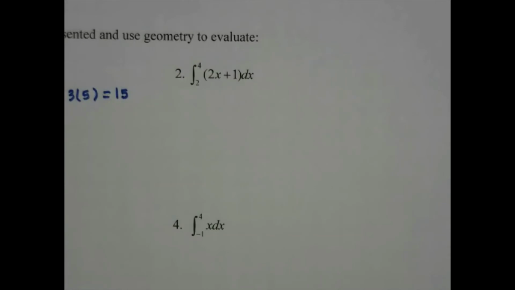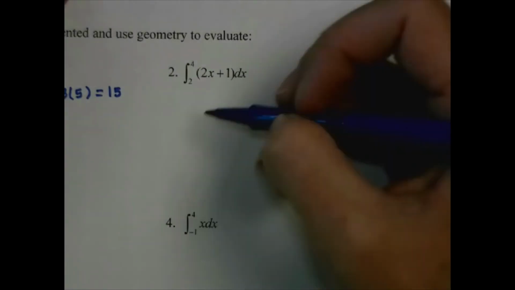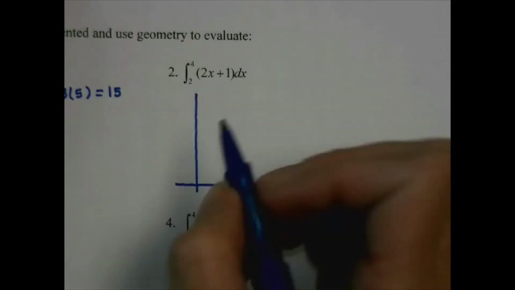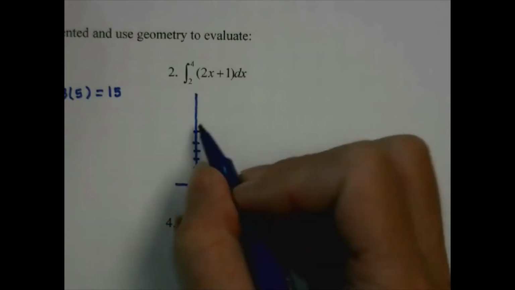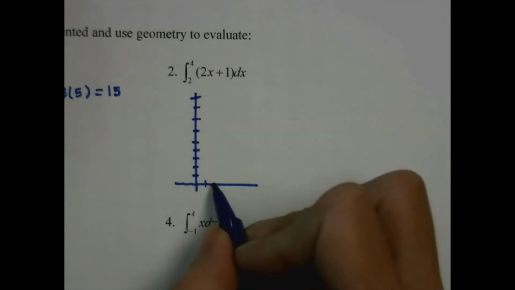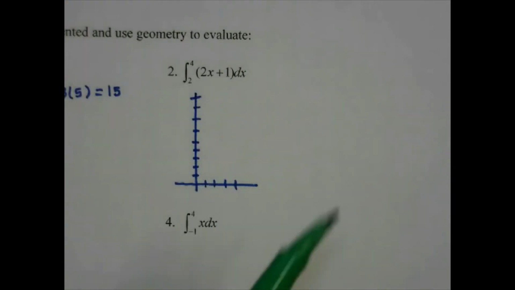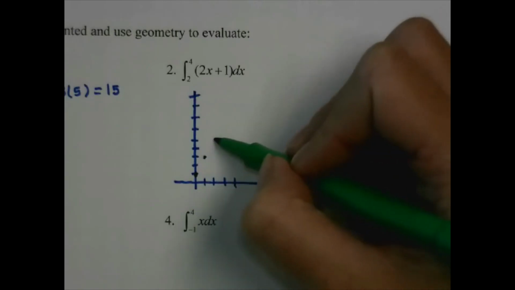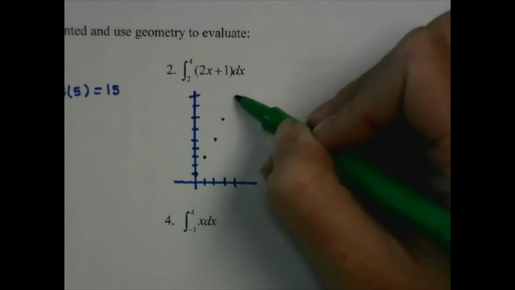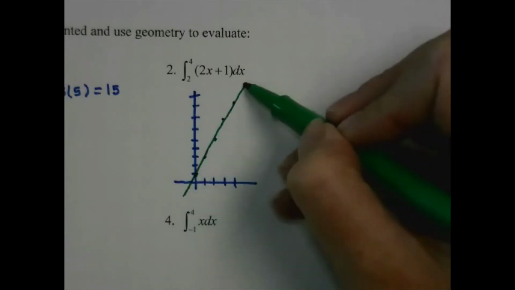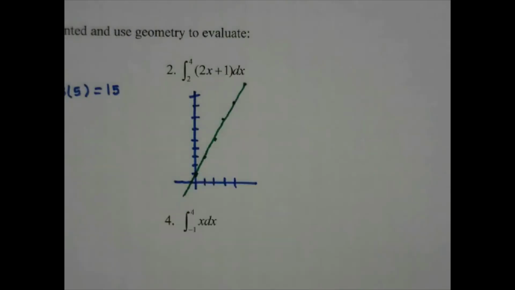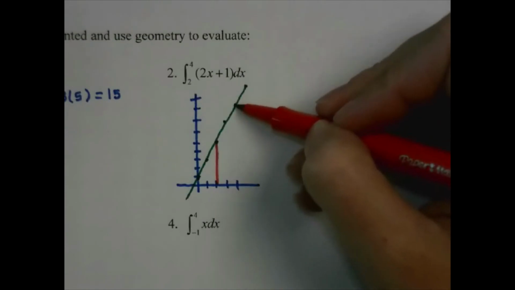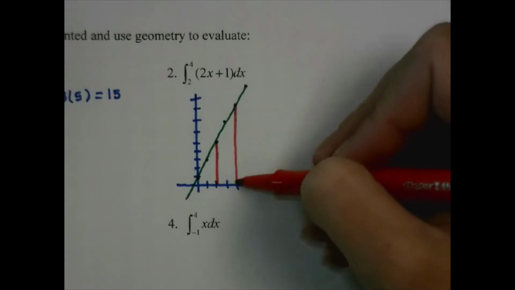Here we've got from 2 to 4 of 2x plus 1. So we'll go ahead and graph that. Okay, so 2x plus 1, we're going to cross at 1 and then go up 2 over 1, up 2 over 1, up 2 over 1, up 2 over 1. I switched my colors. So we want the integral from 2 to 4.